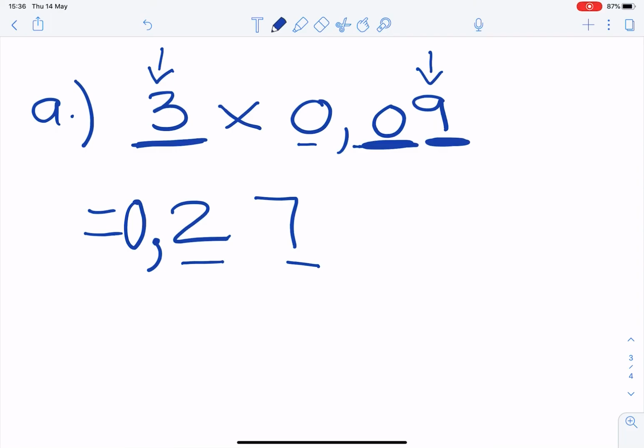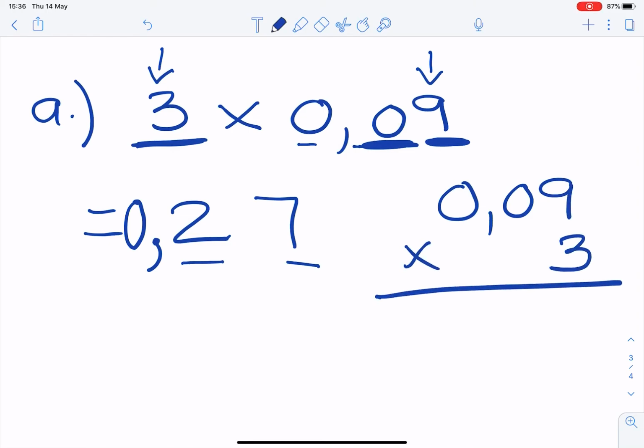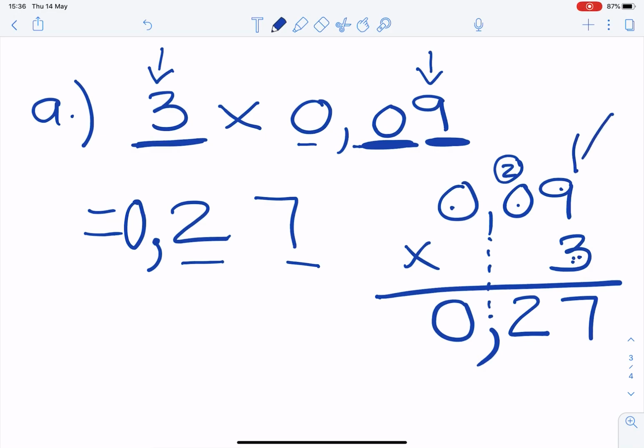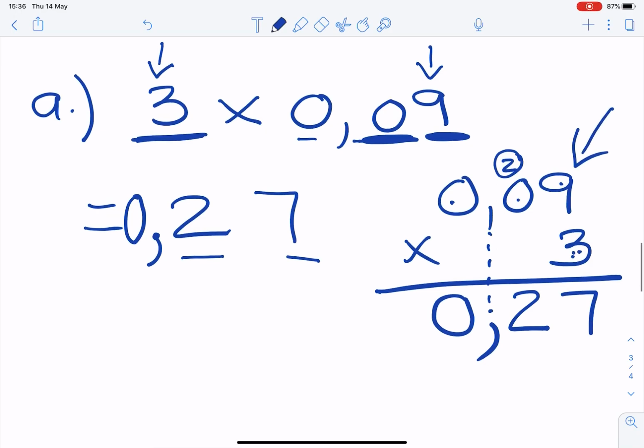If we were to multiply this out in a down sum, we would come to the same conclusion. 3 times 9 is 27. 3 times 0 is 0, plus the 2 is 2. 3 times 0 is 0, and we must bring our comma down. So you are welcome to do it this way. But why don't I show you another one?